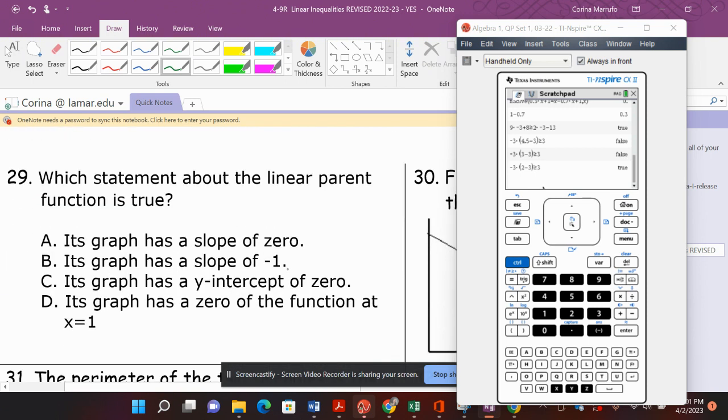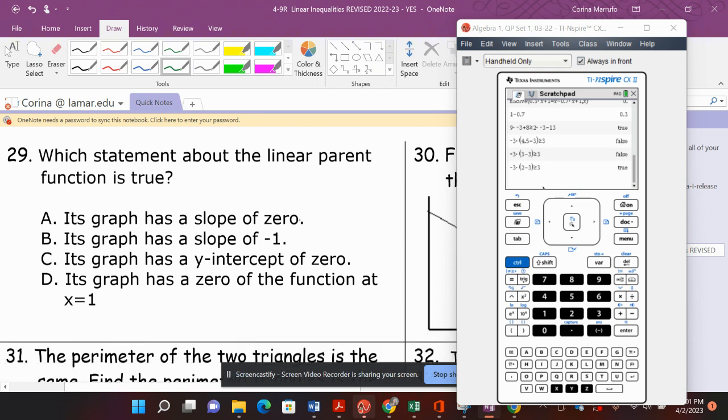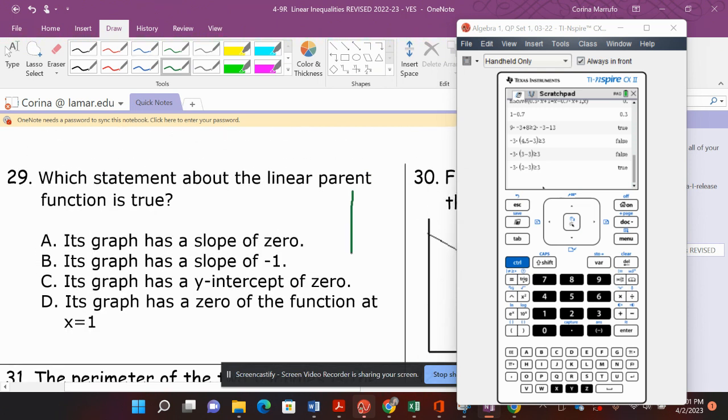All right, some EOC practice. It says, which statement is true about the linear parent function? In case you don't remember your linear parent function, it looks like this. It crosses through (0, 0). It will have a slope of 1. It's y equals x is the equation.